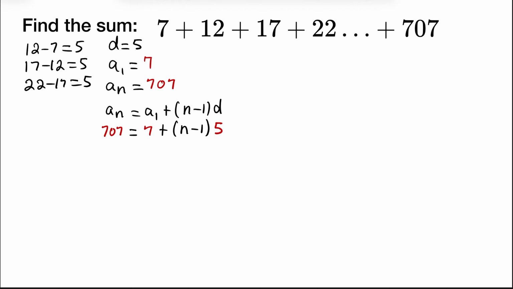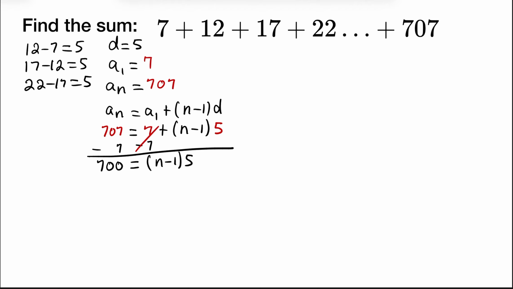All right, so now what we're going to do is determine how many terms there are in this series. So let's go ahead and do that by solving for n. We'll solve for n by moving 7 to the left side. So we'll subtract 7 from the right and from the left. And so when we do that, we get 700 equals n minus 1 times 5. Notice that the positive 7 and negative 7 cancel out.